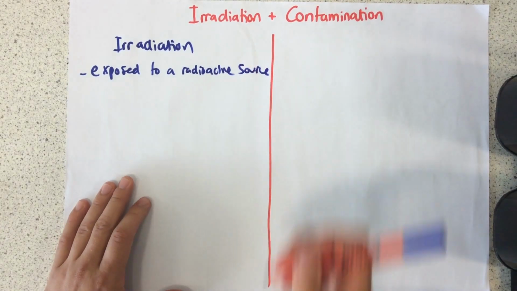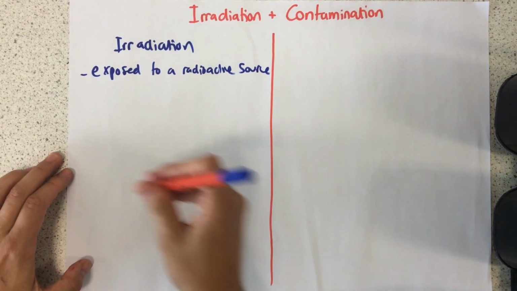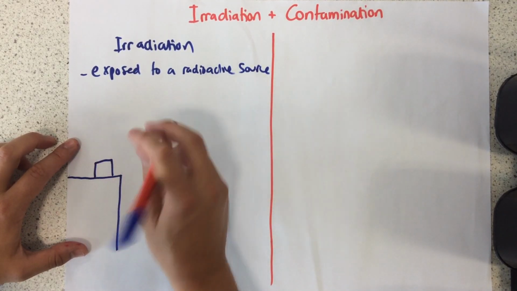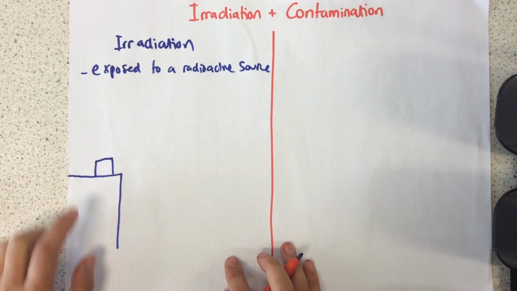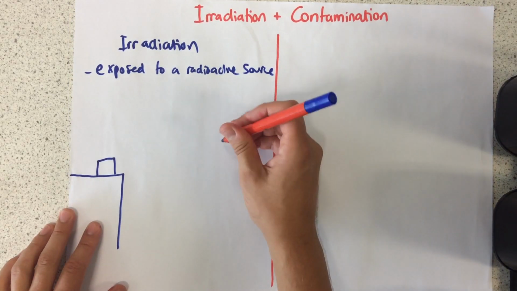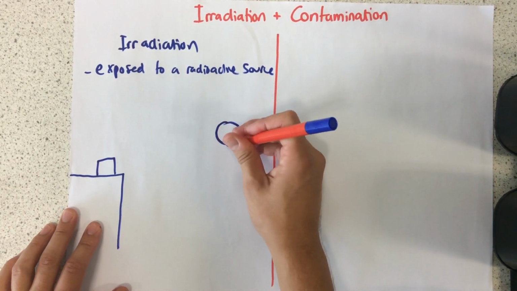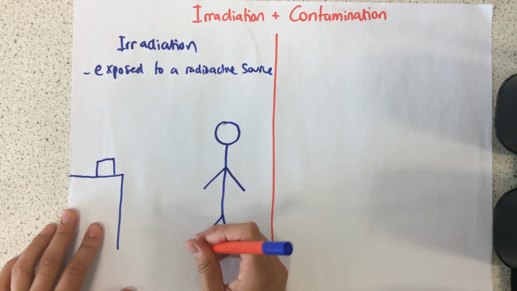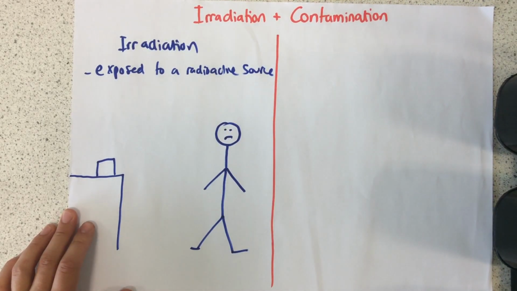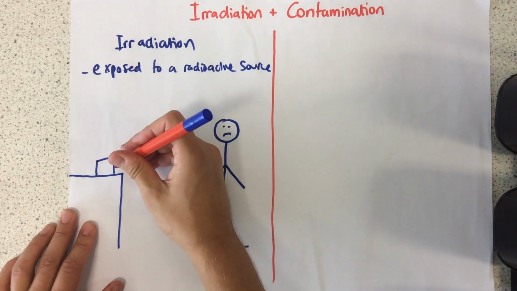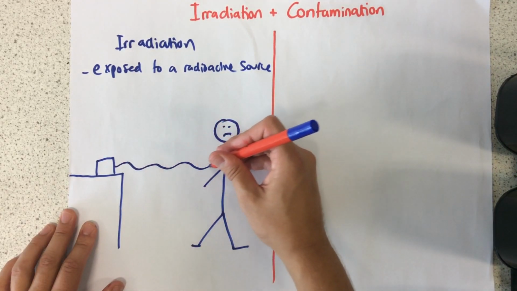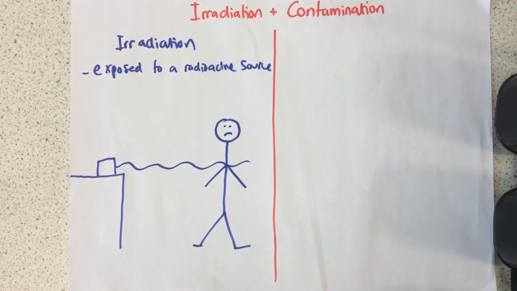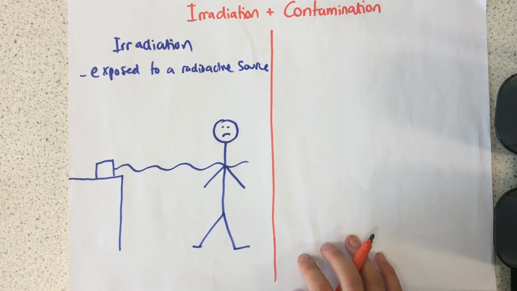Now, let me show you an example. So if we imagine in a room, let's say this particular radioactive source is just left out on the side. Now here is a person who goes into that room. Now this object is emitting radiation. That radiation is going to affect this person here whilst they are in that room.